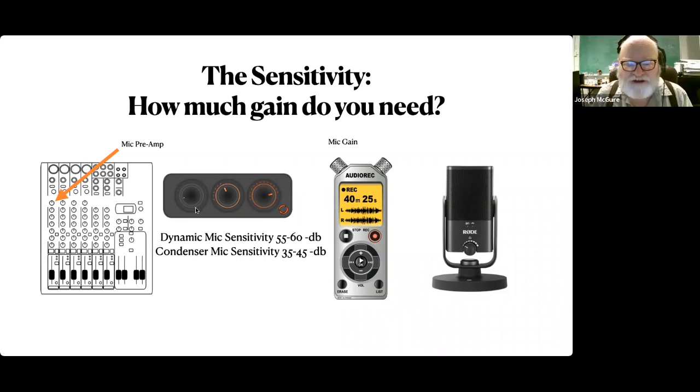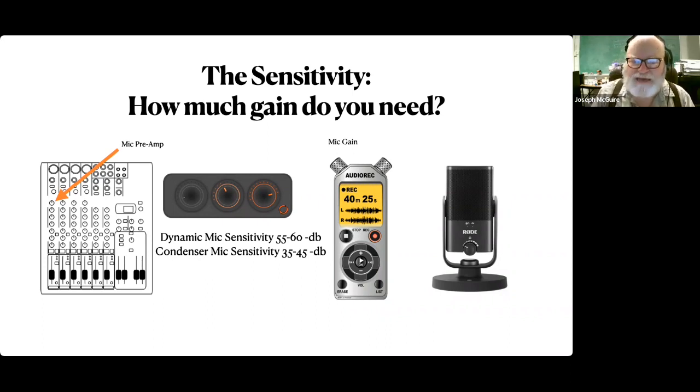And then on your USB interface, you have what's just called a mic gain. And these have a sensitivity rating of somewhere between 55 and 60 decibels of amplification. And if you know anything about decibels, that's a huge amount of amplification you're adding to the mix. Dynamic mics have a sensitivity rating in decibels, and most have a sensitivity of 55 to 60, which means you have to raise the preamp or mic gain almost all the way up.